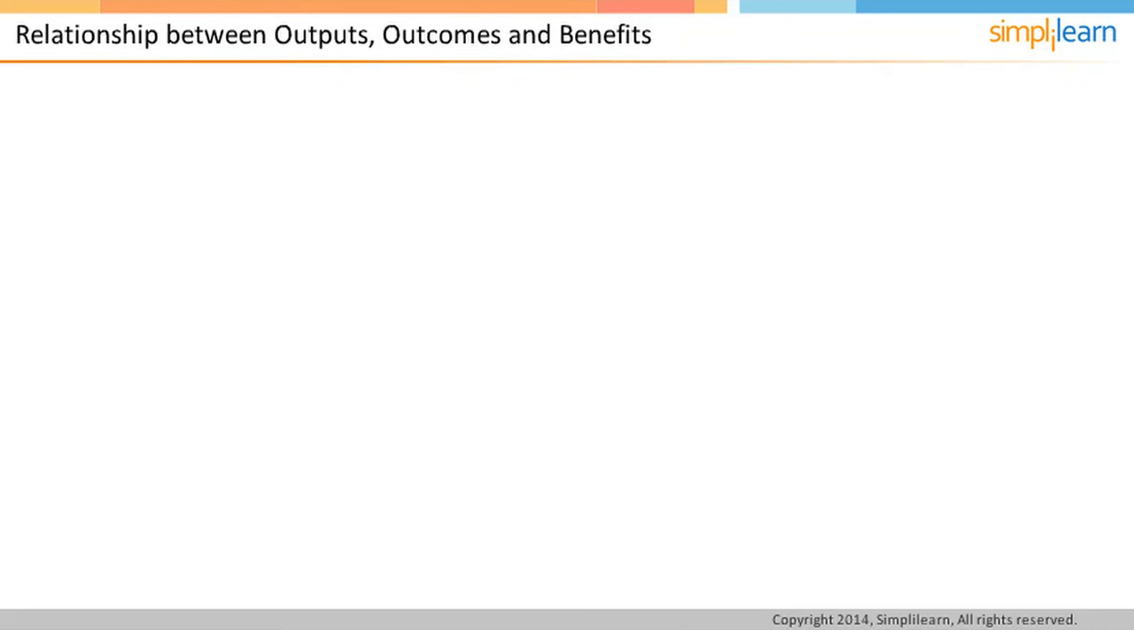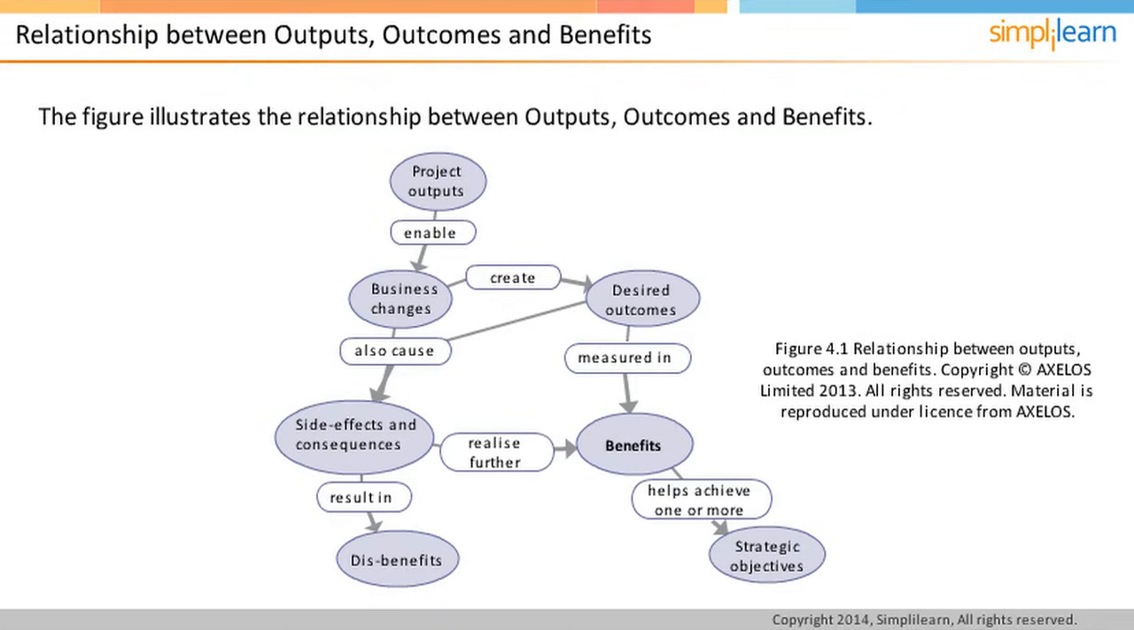In the image on the screen, the relationship between outputs, outcomes, and benefits has been represented in a graphical form. This benefit is opposite of benefits. It can be considered as a negative impact of the project. Let's understand what Benefits Review Plan is in the next screen.